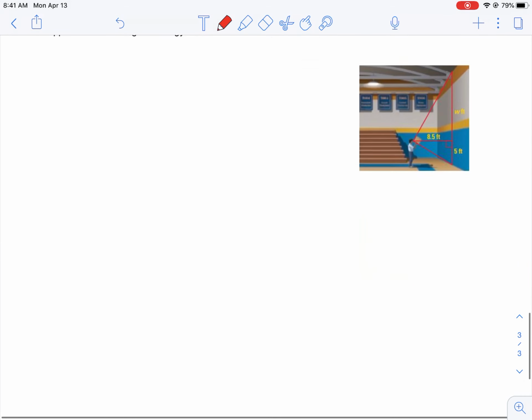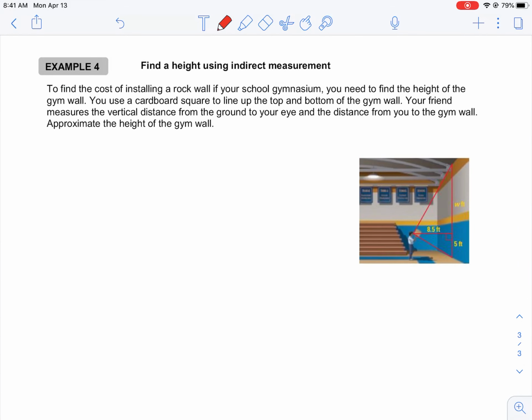We'll do one last example together. This is example 4. Find a height using indirect measurement. So to find the cost of installing a rock wall, if you're in your school gymnasium, you need to find the height of the gym wall. You can use a cardboard square to line up the top and bottom of the gym wall. Your friend measures the vertical distance from the ground to your eye and the distance from you to the gym wall. We want to approximate the height of the gym wall.